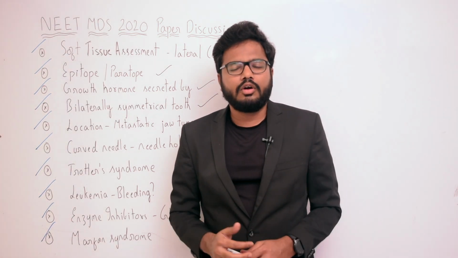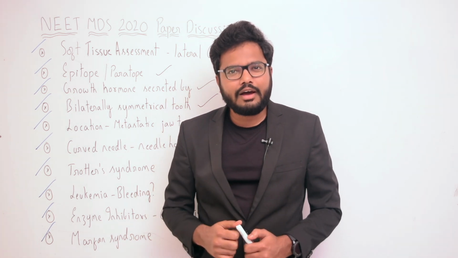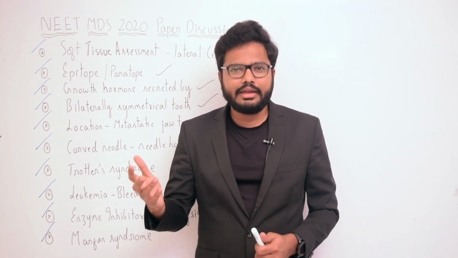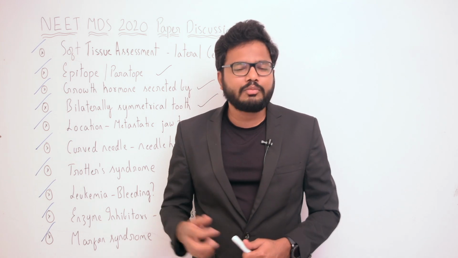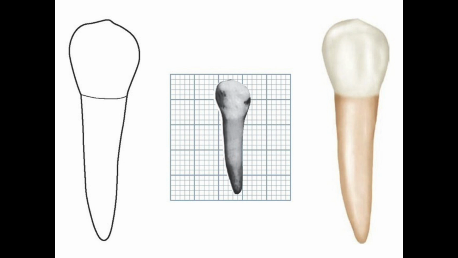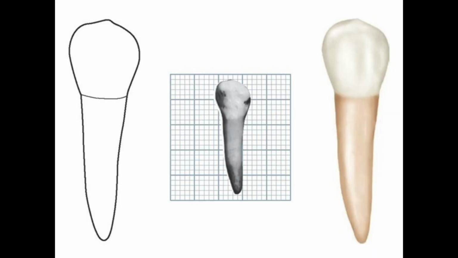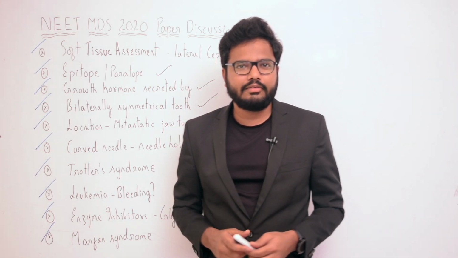Now, moving on to the next question, bilaterally symmetrical tooth. I'm sure you're all aware of it. It's the mandibular central incisor, and we have another tooth. Can you name another tooth which is also bilaterally symmetrical? It is the mandibular second premolar. As you can see in the image, mandibular central incisor and mandibular second premolars are bilaterally symmetrical. Consider this very, very important.